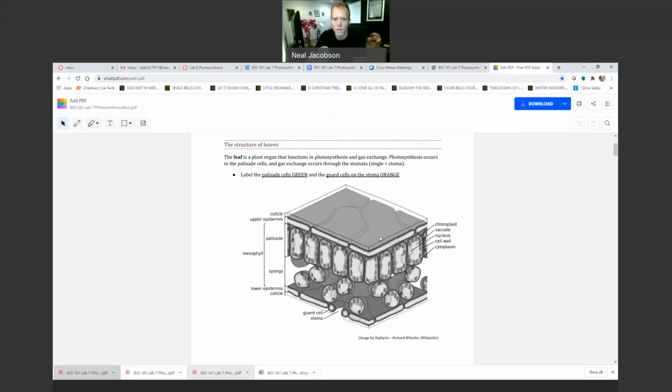What we want to do is color the palisade cells green. So I'm going to come up here and do my editor, and we're just going to color in all the palisade cells green. You guys can take a little bit longer and do this a little more neatly. You can pause the video if you need to. So we're coloring the palisade cells green. They line the upper epidermis of the leaf. And then the guard cells are down here on the bottom of the leaf. There will be some guard cells on the top of the leaf, but there's guard cells.